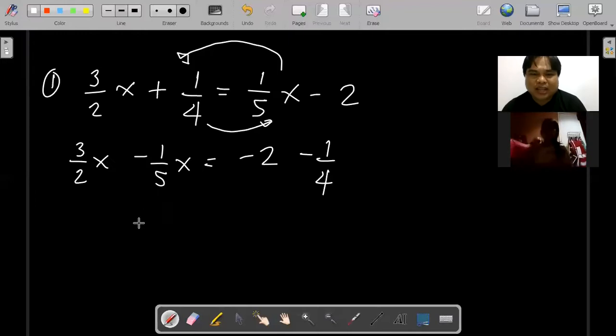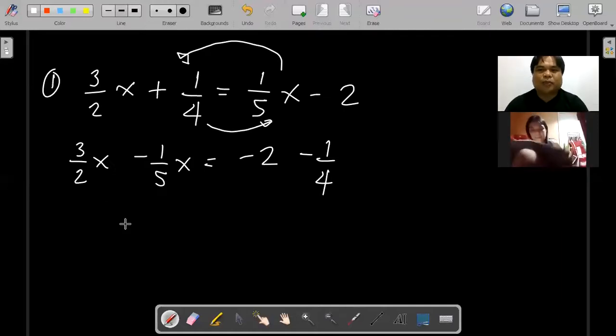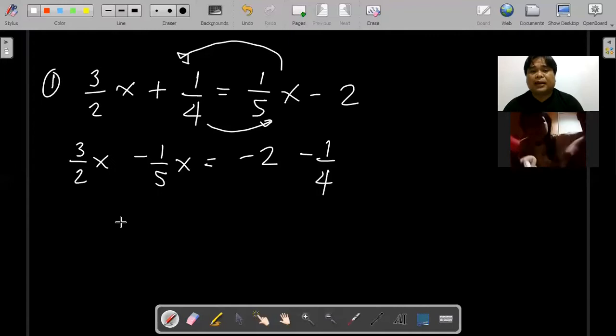Okay. 3/2 x and 1/5 x. What's the LCD? What's the least common denominator? What's the smallest number that can be divided by both 2 and 5? The smallest number that can be divided by 5 and 2, meaning divisible by 5 and 2.